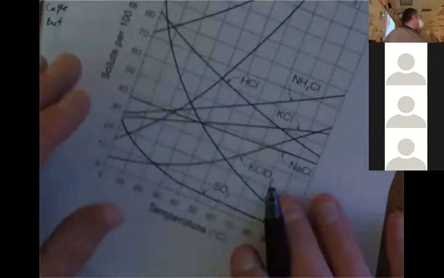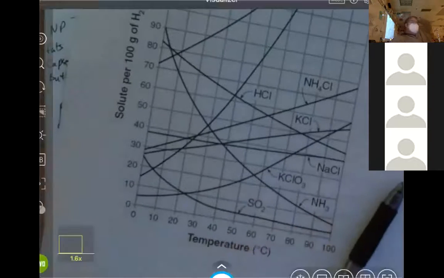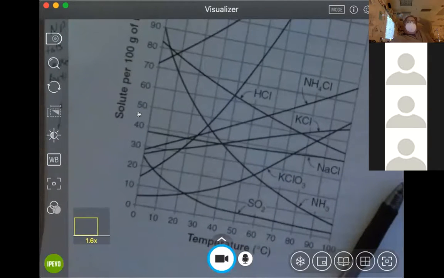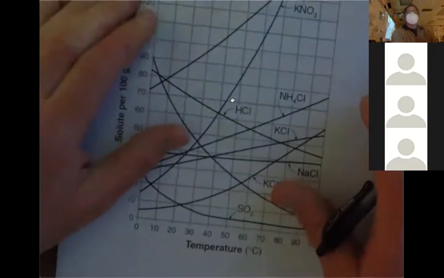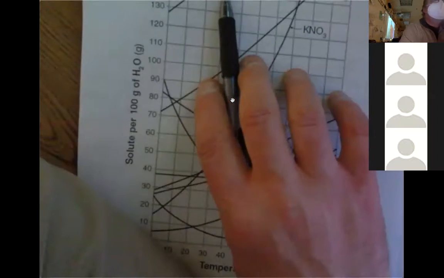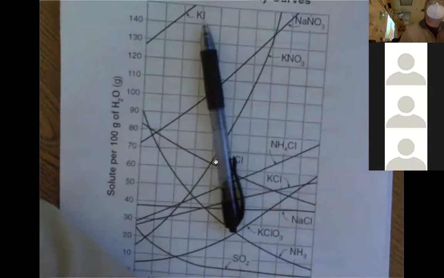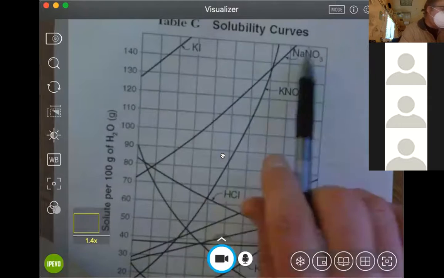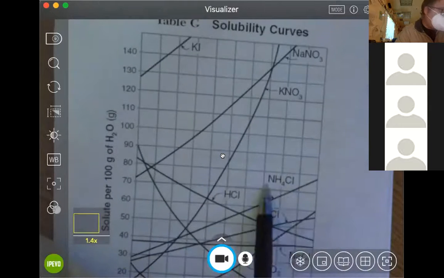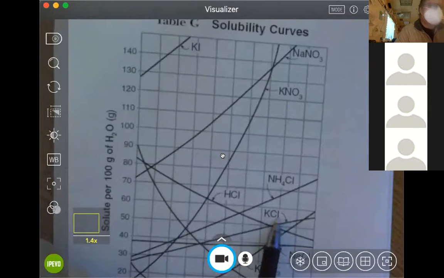All right, last thing we want to do today is take a look at the homework for Thursday. So what you have on the back of this sheet, everybody got a copy? They're laying right there if you didn't. Is graphs. This is an exercise in reading a graph. So if we take a look, all these different lines represent different compounds. Here's potassium iodide, sodium nitrate, potassium nitrate, ammonium chloride, hydrochloric acid, potassium chloride, and so on and so forth.